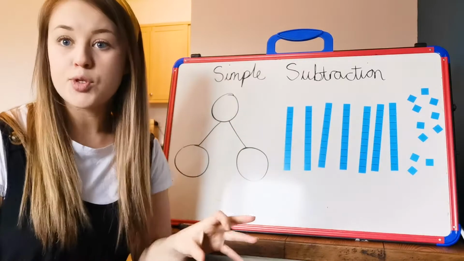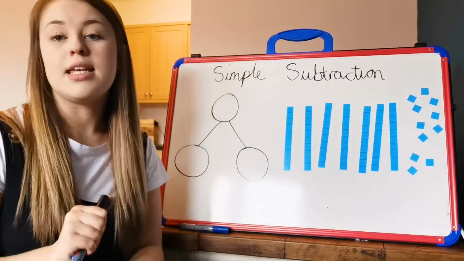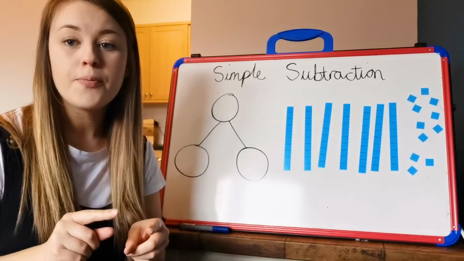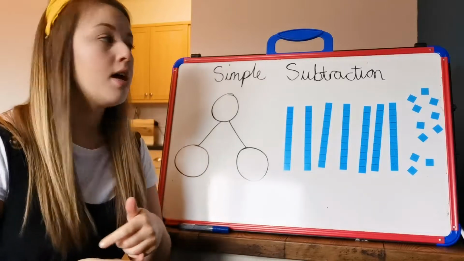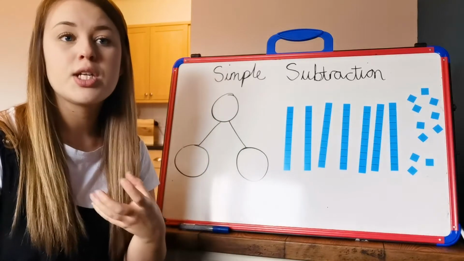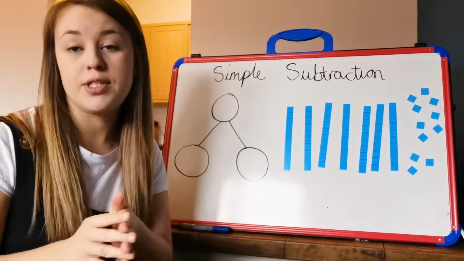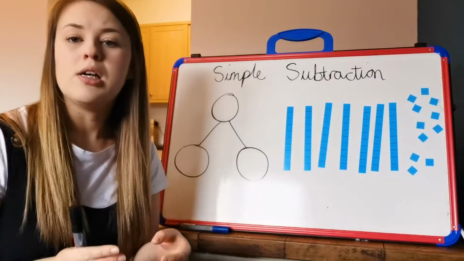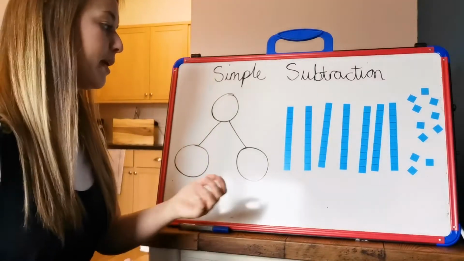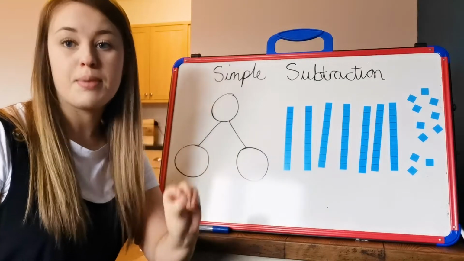So, simple subtraction. What children need to understand first is what subtraction means. So what does it mean to subtract, to take away? And that's something they can find really tricky, especially when we've always been about combining numbers. So place value, putting numbers together to make a bigger number. Addition, same thing, putting numbers together to make a bigger number. They need to understand that they will start with the biggest number.